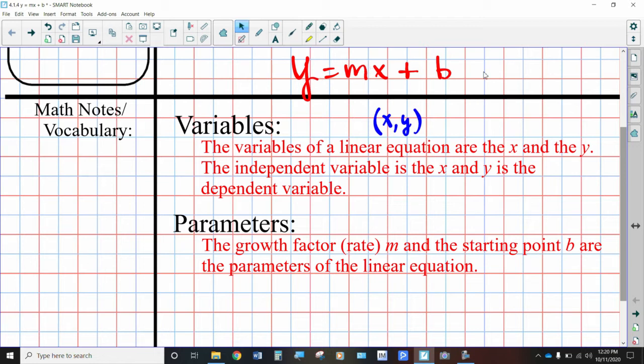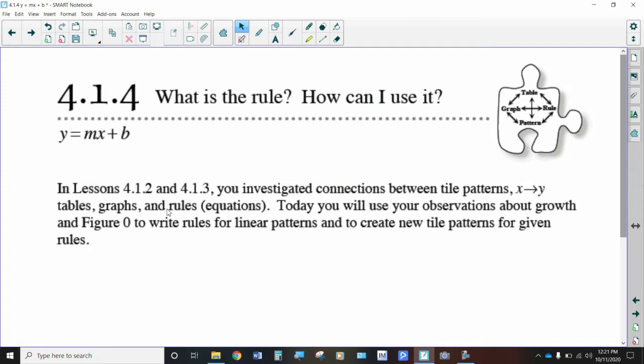So we're going to use this information now to move forward with our understanding of linear equations, growth rates, starting points, and how to solve problems by creating the appropriate rule. So in lessons 4.1.2 and 4.1.3, you investigated connections between tile patterns, XY tables, graphs, and rules. Today, you will use your observations about growth in figure 0 to write rules for linear patterns and to create new tile patterns for given rules.